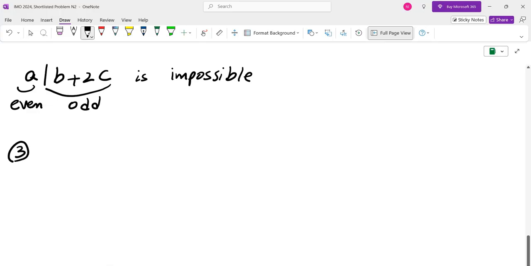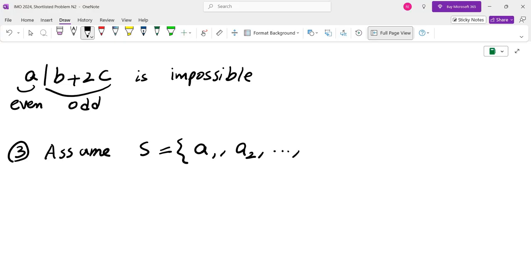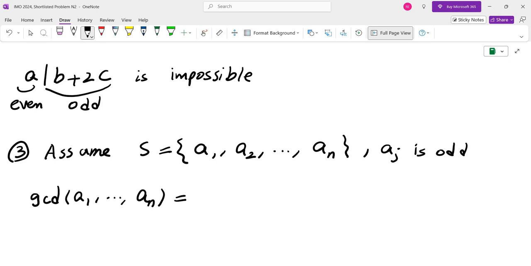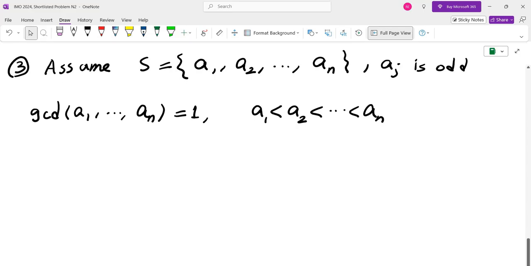Okay, so we assume that S equals A1, A2, all the way to AN, and AJ is odd, and GCD of A1 through AN is 1. And let's assume that A1 is less than A2, less than AN. Now let's write down the condition that was the most helpful for us. So we know that AN must divide AJ plus 2AK.